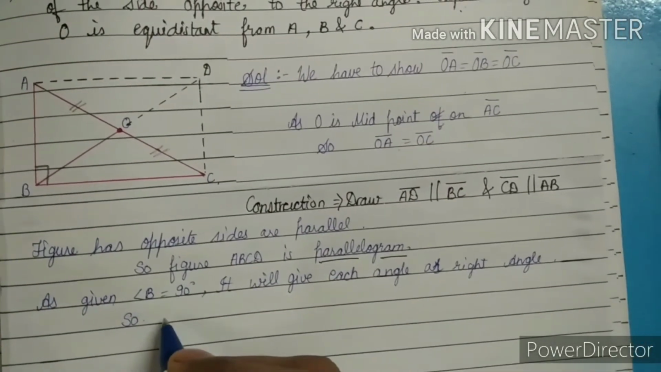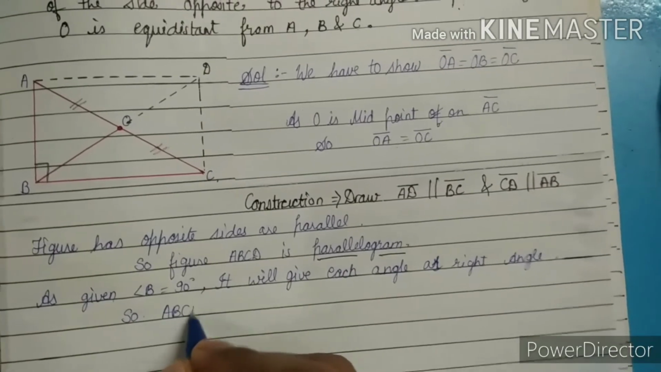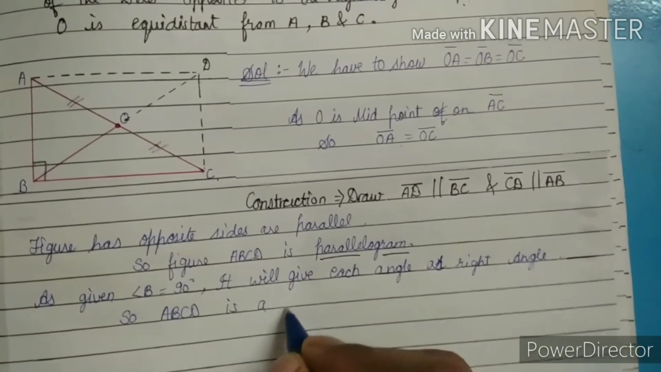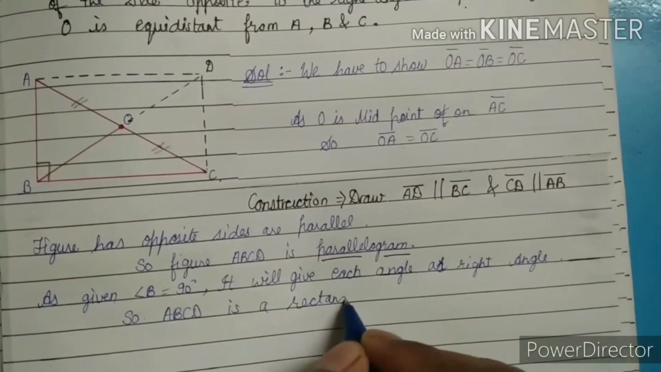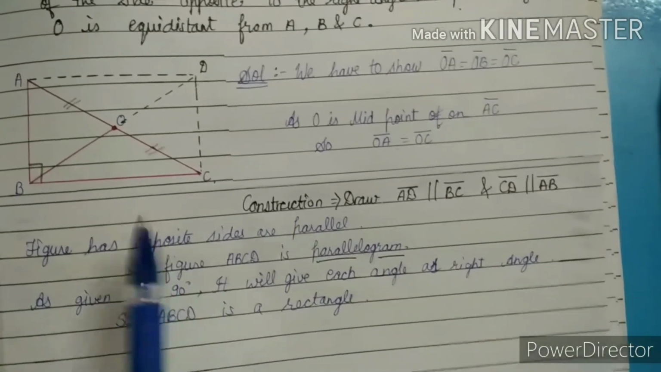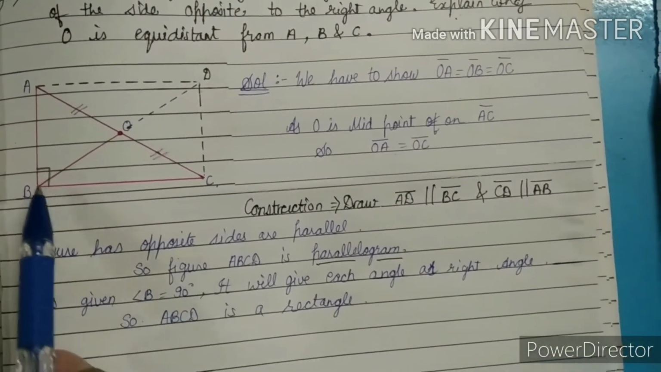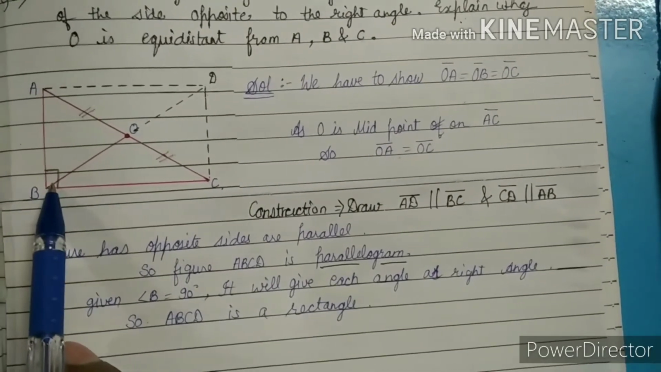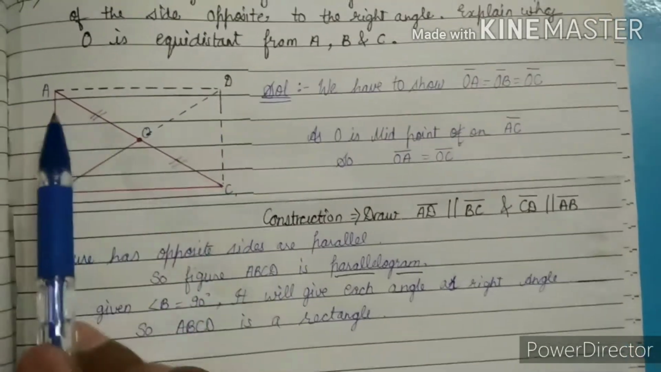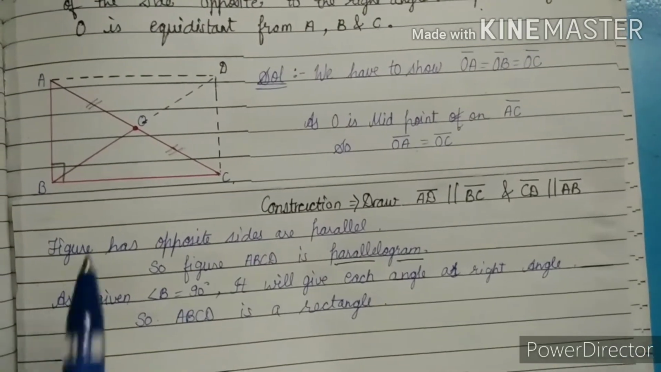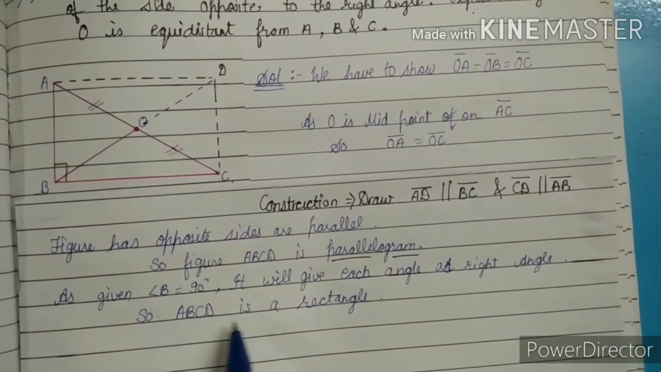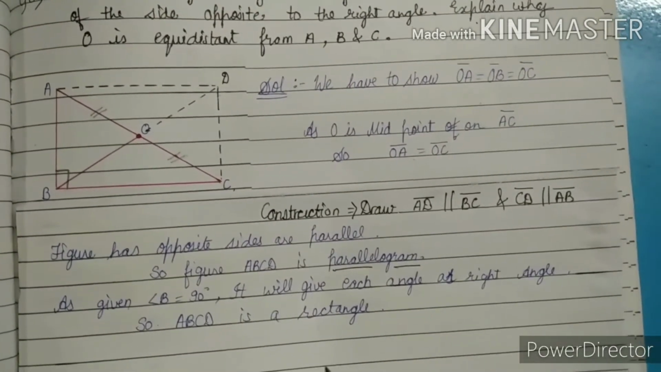So ABCD is a rectangle, because we know in a rectangle opposite sides are equal and each angle is equal to each other, and they are all 90 degrees. From this property we can say ABCD is a rectangle.